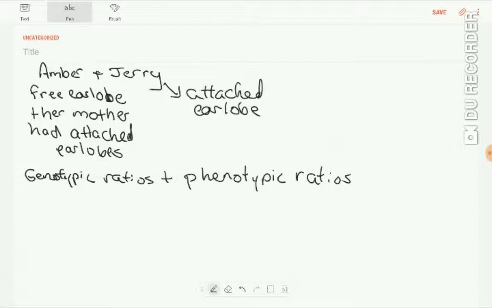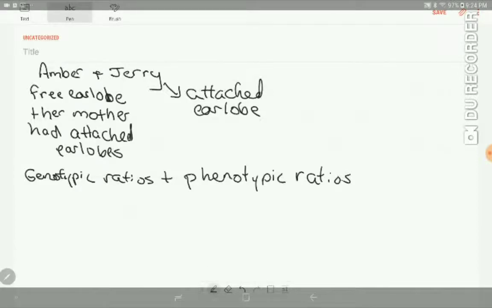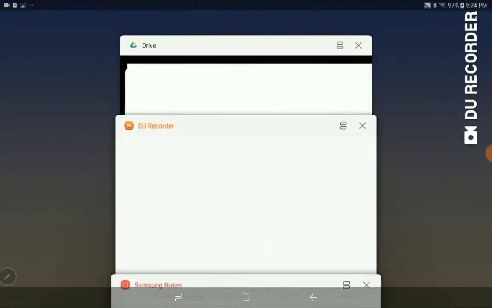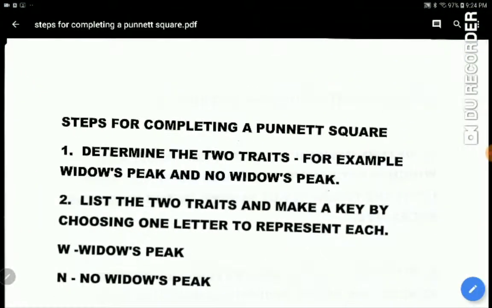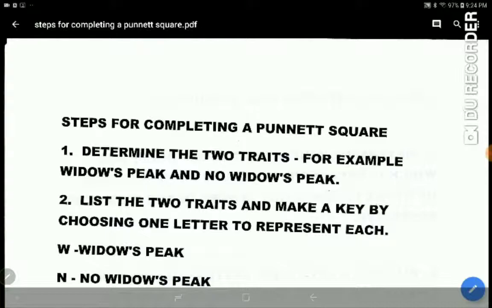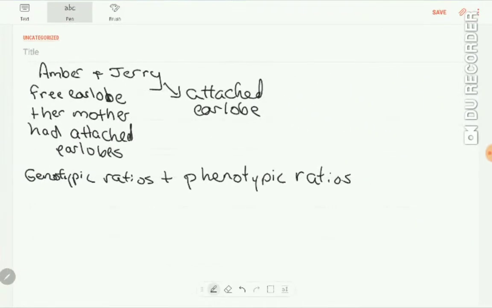So I've given you this problem on purpose. It's kind of difficult, but I've given you this problem on purpose. There's no letters provided to tell you what alleles would be in the genotypes. And so I'm going to show you a method that you can use to solve problems like these. The first thing that we're going to do, if you look at step 1, is determine the two traits. In our case, it's free earlobes and attached.